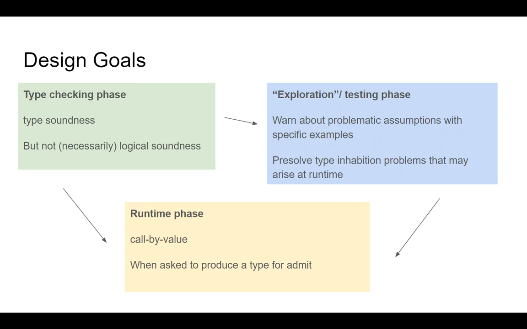We have a type checking phase, which gives us some minimal guarantees, an exploration testing phase, where the functions or proofs are tested on inputs, and we discover where admits are being used, what types admits are being used on, and then finally we have a runtime phase that will evaluate as normal in a call by value way, and will use the pre-computed terms that the exploration phase will hopefully find.